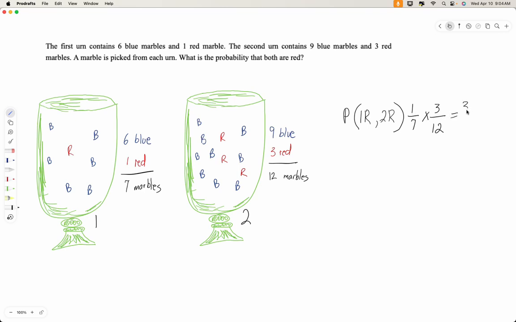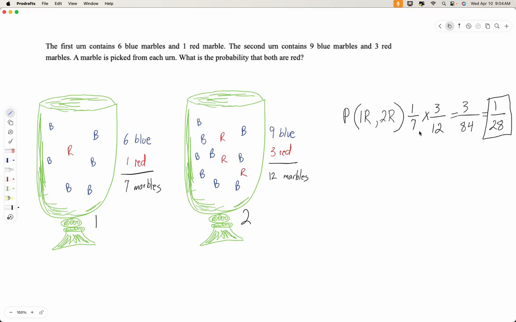1 times 3 is 3, and 7 times 12 is 84. Now I know that I can reduce this by 3, so 3 divided by 3 would be 1, and 84 divided by 3 would be 28. So this would be your answer because we reduced the fraction, okay? That is all that we're doing. We're multiplying and then we're reducing our fraction.